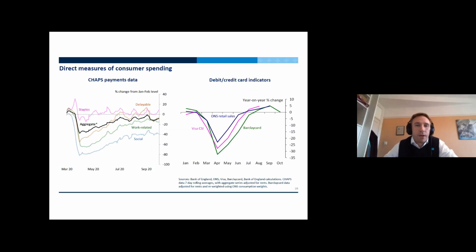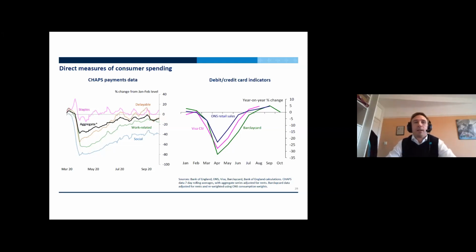There's also other direct spending indicators as well. The left-hand side shows payments data from the bank's CHAPS system. So this is essentially revenues from various firms using the system. Again, it doesn't go to the exact latest data. It's pretty close to real time, and we've divided up the firms within it into the different buckets of consumer spending that I went through earlier. Social spending, the weakest, staple spending remaining the strongest, delayables hit at first, but then coming back once shops reopened and people did move to online. So that draws out some of the themes I mentioned earlier.